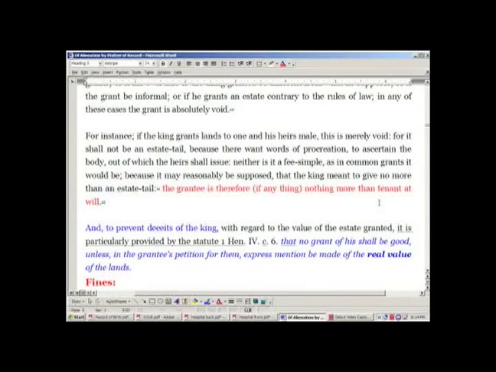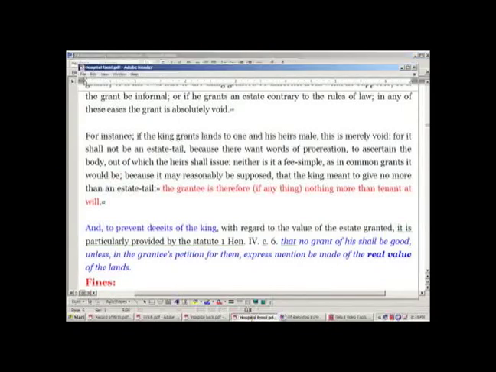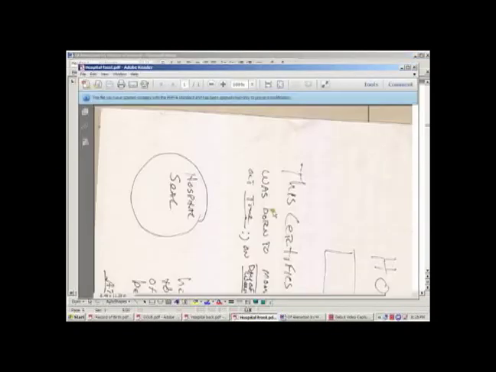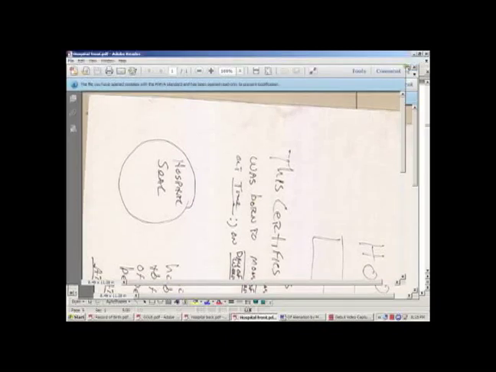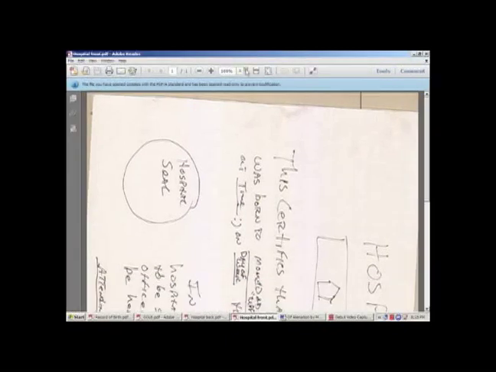So, we're going to stop here for this, and we're going to go look at what I think is this closed roll, you know, letter patent that they're talking about. And let's start with this. Give me just a minute.